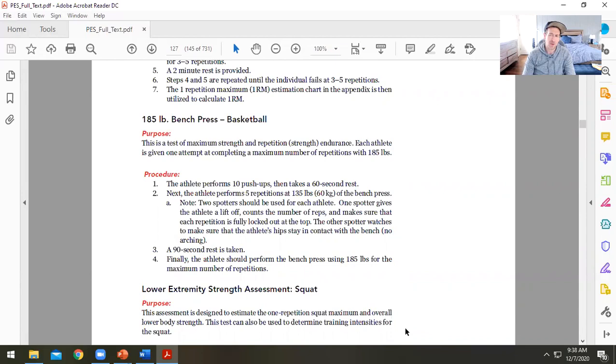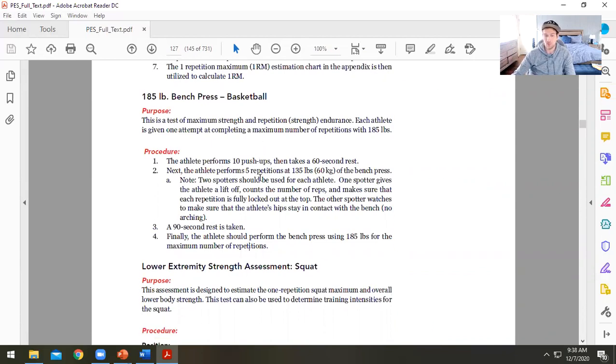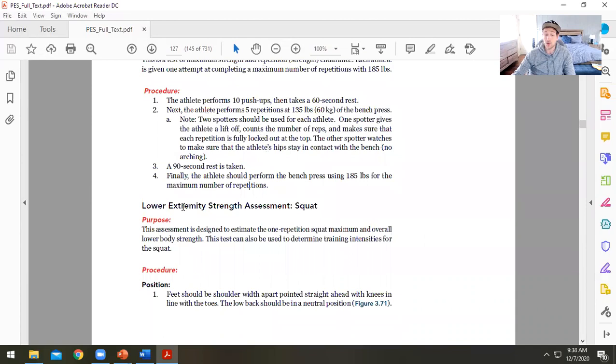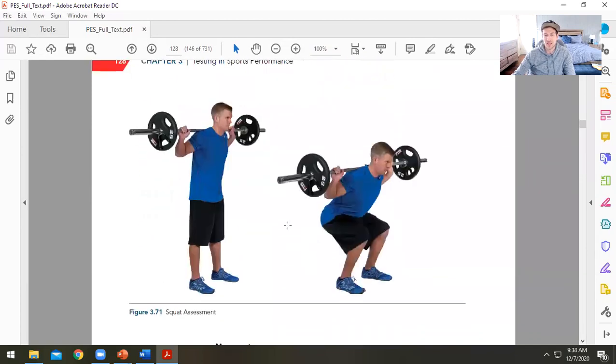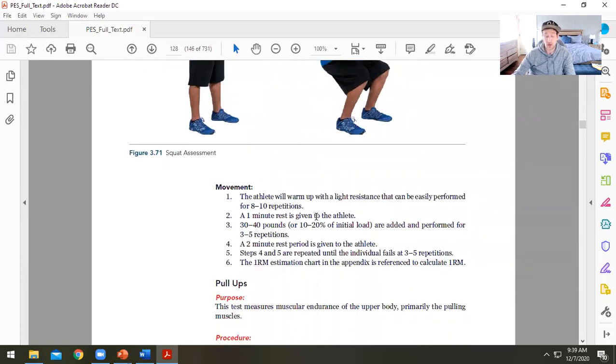That's not quite enough warm up for somebody like me, but hey, it is what it is. And then you throw 185 pounds on there and you do as many as you can. And we're looking for what their score is. Lower extremity strength assessment, right? Same concept here. What's your 1 rep max on a bench, barbell squat.